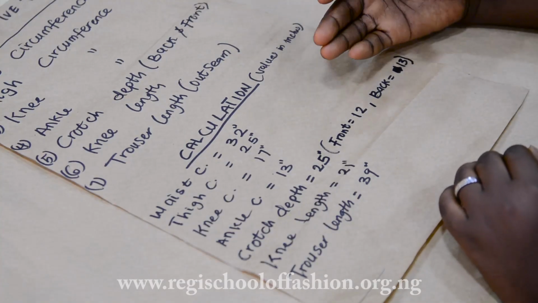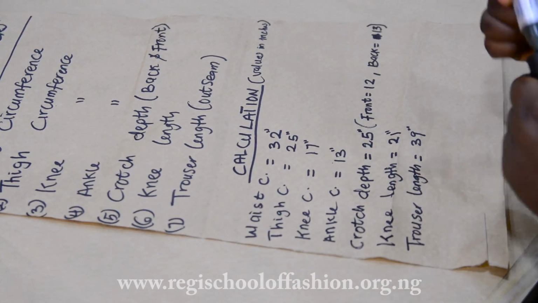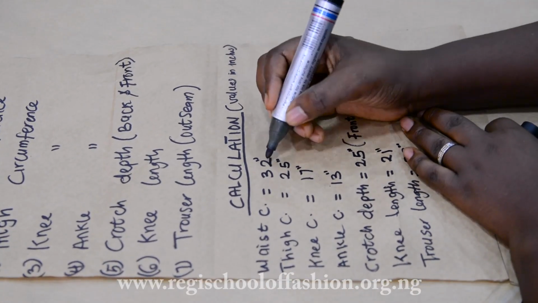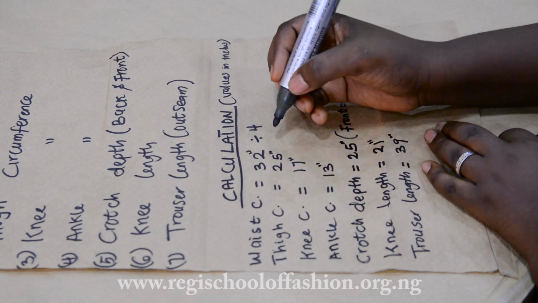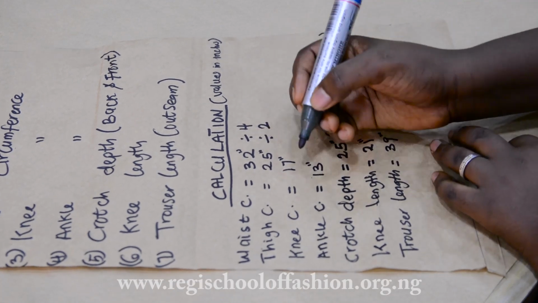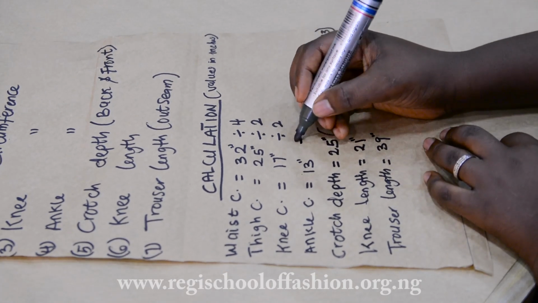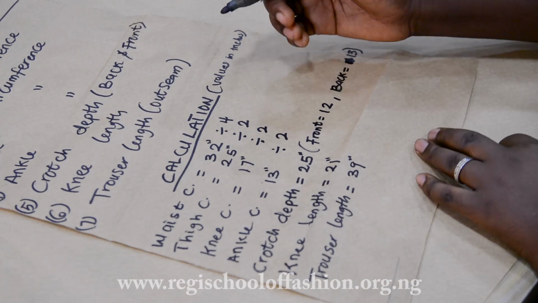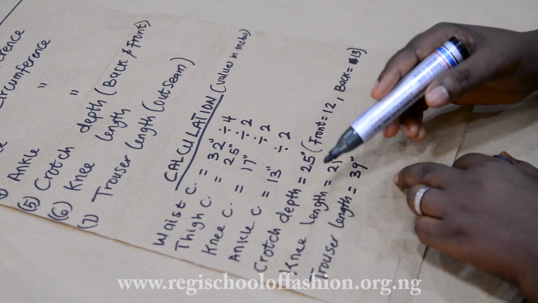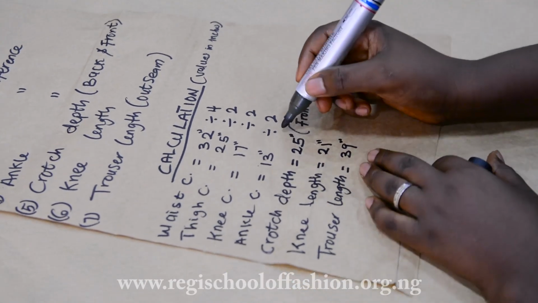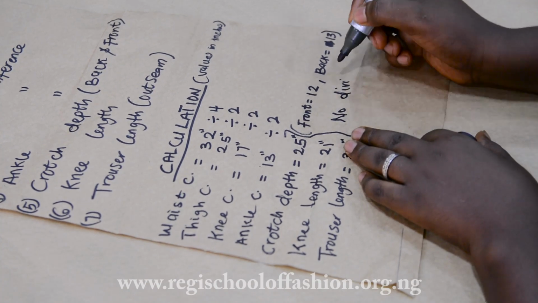So after you might have gotten all these values, the next step is to do a little calculation. So for the waist circumference, I will divide the 32 inches by 4. The thigh will be divided by 2. The knee circumference will be divided by 2. The ankle circumference will be divided by 2, which means the only value that will be divided by 4 is that of the waist circumference. So the crotch depth, the knee length, and trouser length need no division because they are taken in vertical form.